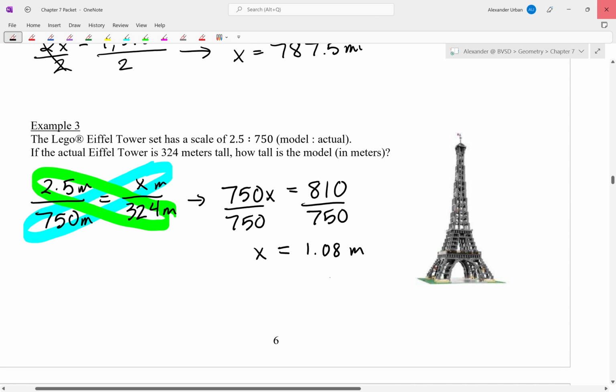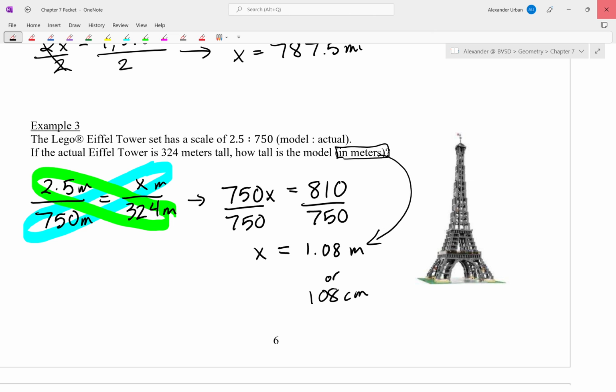Now, if we wanted to change it to centimeters, the wonderful thing about meters and centimeters is it's really just 2 decimal places, so it's going to be 108 centimeters if you really wanted to. But it asks for this in meters. So this Lego model is actually 1.08 meters tall. That's a little bit bigger than 3.3 feet. Pretty neat, pretty neat, pretty neat.